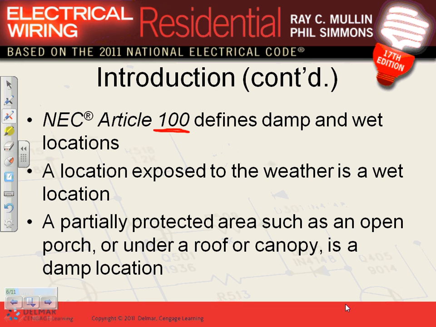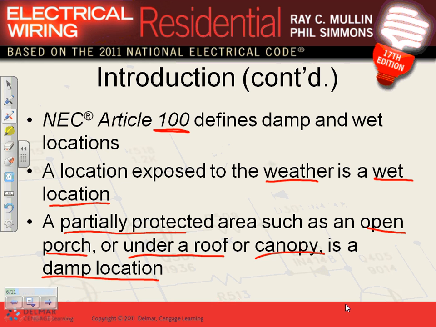There's a couple of examples of damp and wet location. Location exposed to the weather. If it's directly exposed to the weather, it's a wet location. Partially protected, like porches. Open porches is a good example of that one. Under roof is a second example. Canopy, that will be your damp location. It's damp, but it's not wet. Basement, some basements are considered damp locations.